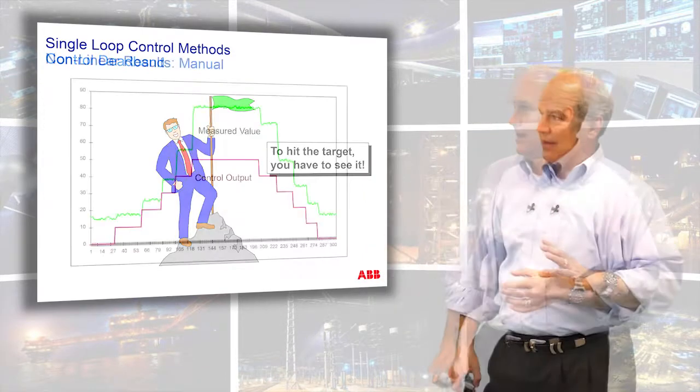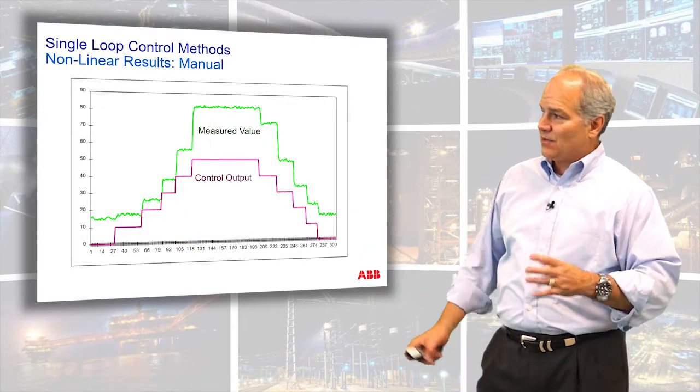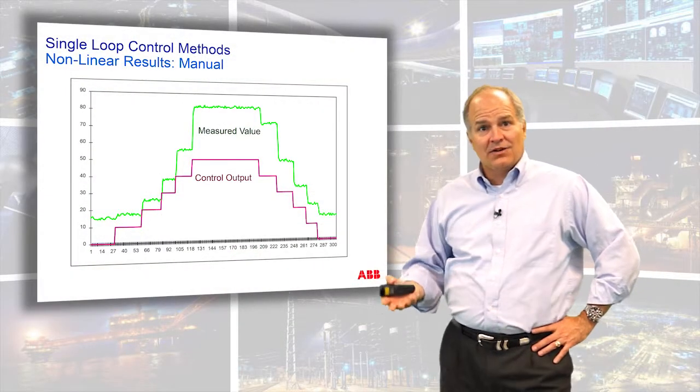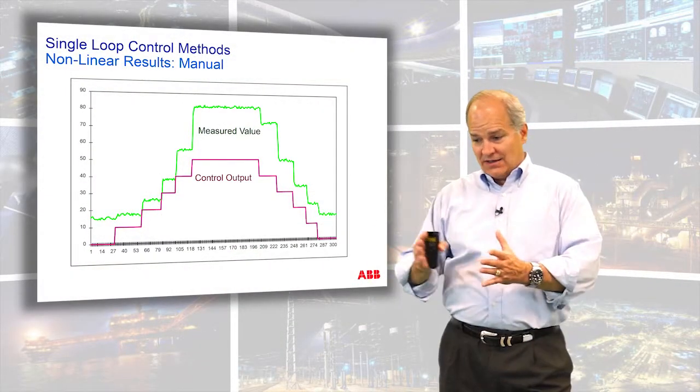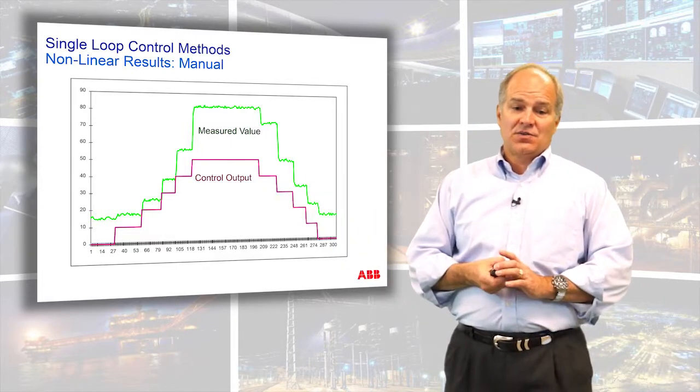Another place a nonlinearity can come in is in the process gain. And notice what happens here. Notice each of these steps in the output are the same size. This would be kind of hard to do on a running process, but notice the process. Over here I made a change and it moved just a little bit. Here I moved more, and then it moved a lot. So this is where we've got a nonlinear process gain. The process literally changes a different amount depending upon the same change in the actuation device.